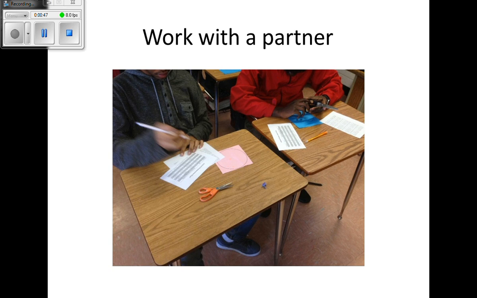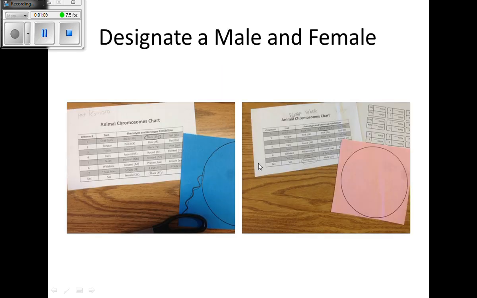You'll need to cut the chart in half. If you do not have a partner, you will be a female, and I will give you whatever you need to complete the lab when it comes time for it. So right now, cut the animal chromosome chart in half. You need some scissors.